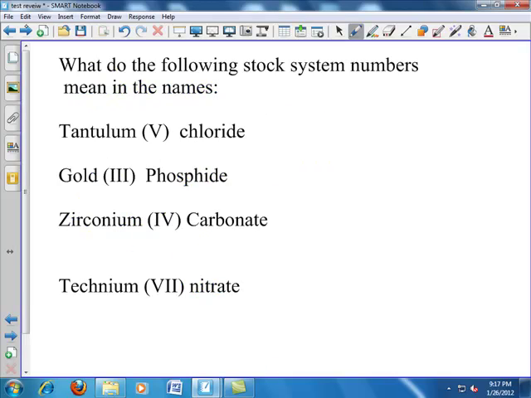Now, I'm just going to do a little review here, and if you want to fast forward, go ahead, but you should look at some of these as we go. What do the following stock system numbers mean in the names? Hopefully we know this by now, that that's the charge of the metal. So this is Ta plus 5, and the formula here would be TaCl5.